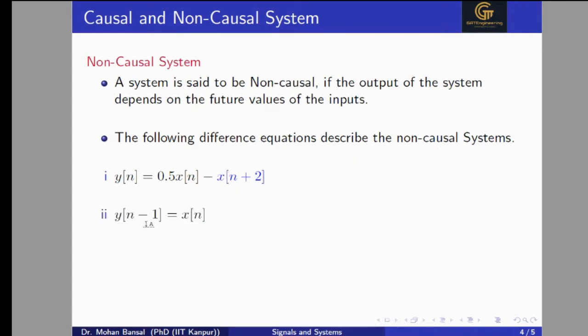Similarly, if we see here y[n-1] = x[n], for n = 1, if we check, it will become y[0], which depends on the x[1] value. So y[0] depends on x[1], which means the output value depends on the future value of the input signal.